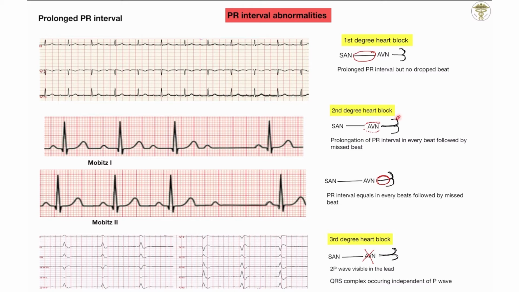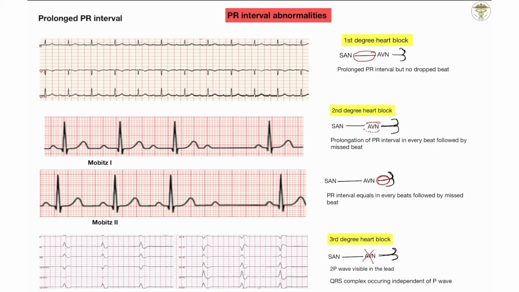Now, second degree type of heart block. Second degree heart block is mostly divided into two parts. First is Mobitz first, and the second is Mobitz second. What is the difference between Mobitz first and Mobitz second? In Mobitz first, the problem occurs in the AV node pathway. There is no absent function, only a problem in the AV node, so more delay occurs in the AV node.